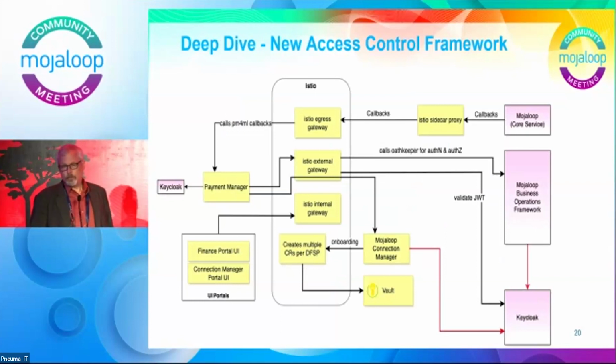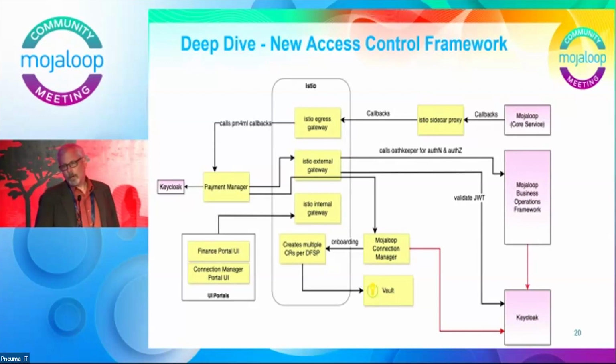And this is the diagram of the new, let's say, dependencies between components. And you'll see an example of the payment manager on the left-hand side as a DFSP that is interacting with the system. And you also see on the bottom left UI portals. And here we have the finance portal UI and the connection manager portal UI that are interacting with the Istio internal gateway. And you also see that the payment manager as a DFSP is accessing the external gateway of Istio.